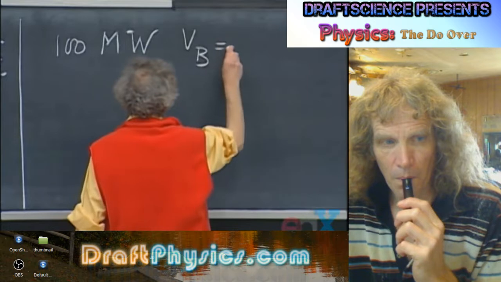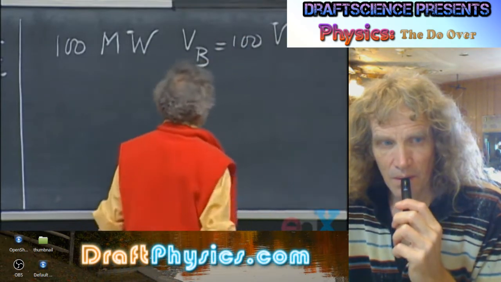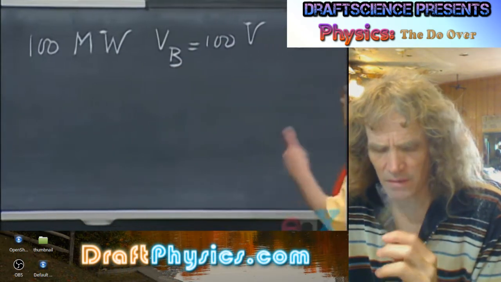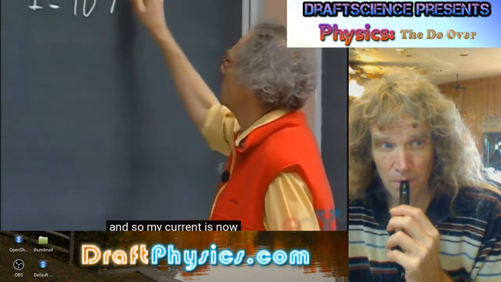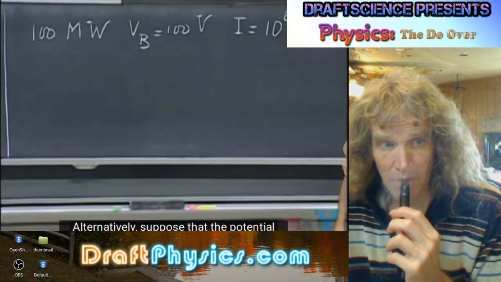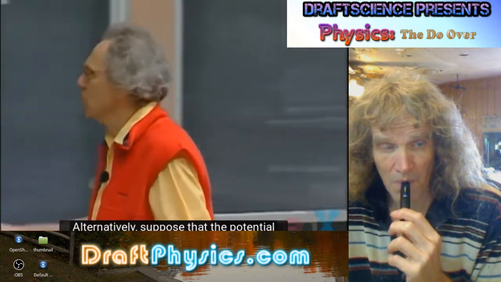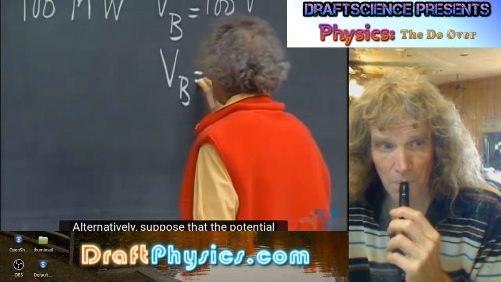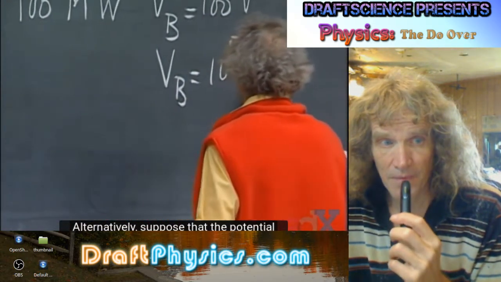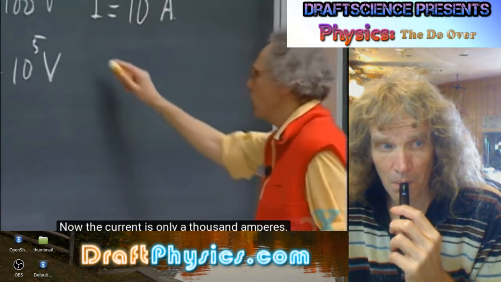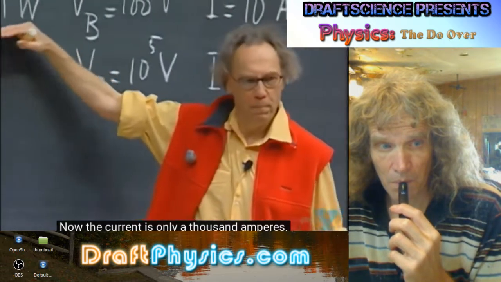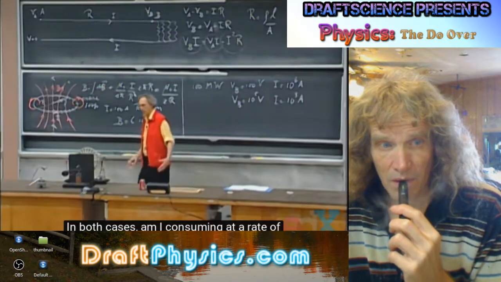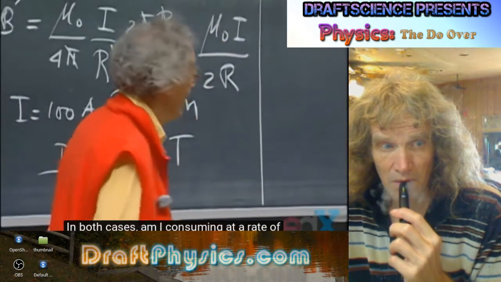So V of B is 100 volts. What now is the current? Well, current times potential gives me power. And so my current is now 1,000,000 amperes. Alternatively, suppose that the potential at B in the wire is 100,000 volts, 1,000 times higher. Now the current is only 1,000 amperes, gives me the same power. In both cases, I am consuming at a rate of 100 million joules per second.